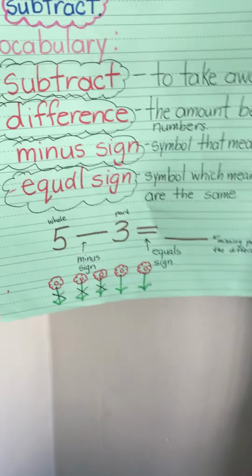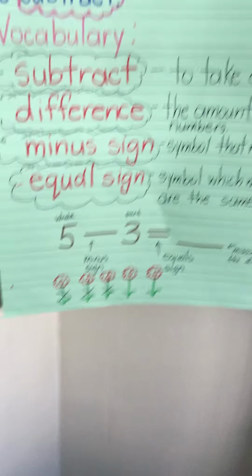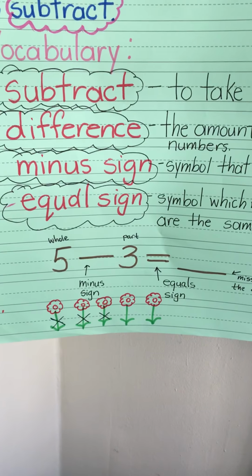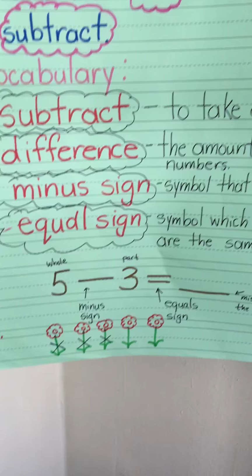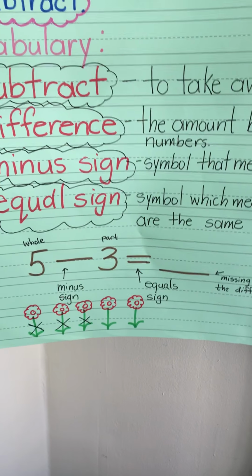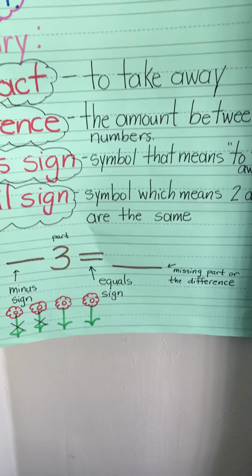All right, I've drawn an illustration at the bottom. We have the whole. We've been talking a lot about whole and part. Whole is always the biggest number. When we're subtracting, the whole goes first. Whole, then there's the minus sign, minus the part that we know, equals the missing part or the difference.